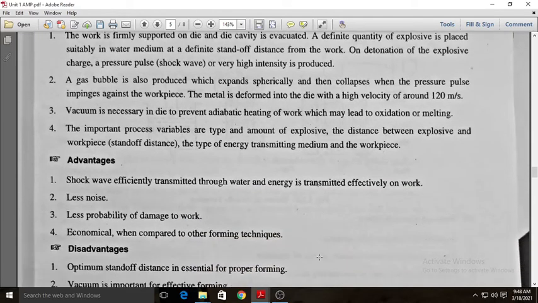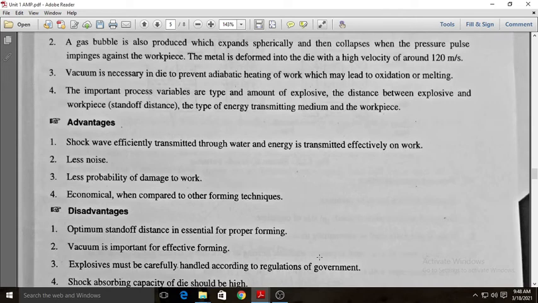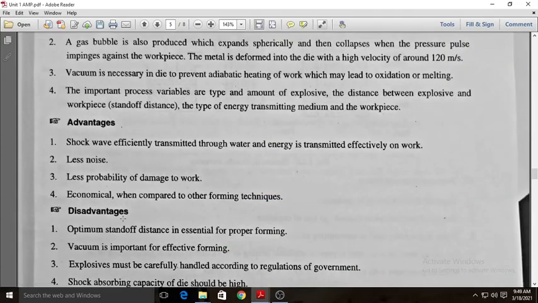Here the shock waves are efficiently transmitted through the water, and energy is transmitted effectively onto the work. Less noise is created. These are the advantages of this high energy rate forming process. Then less probability of damage to the work, and being economical when compared to other forming processes, are also advantages of this explosive high energy rate forming process.